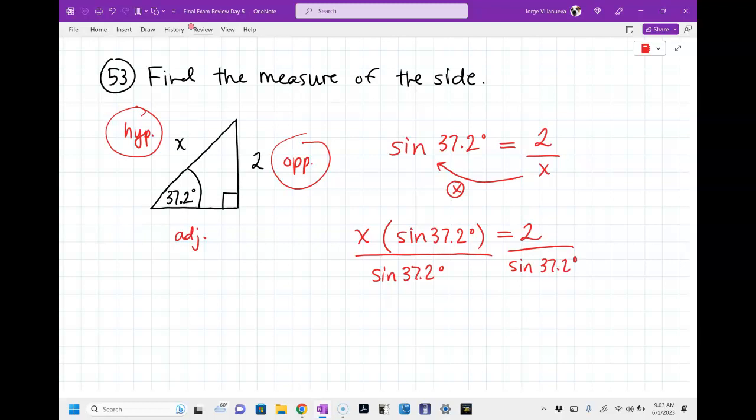I know it looks weird, but guys, sine of 37.2 degrees is just a decimal. It's just a number. Okay? So that'll cancel. And then I'm just going to do 2 divided by sine of 37.2. And that gives me 3.3. And that's my answer. Okay, so 3.3. It's actually 3.3079, but usually they want you to round to the nearest tenth or hundredth. If it's hundredth, then it'd be 3.31. But we'll just go with the tenth.